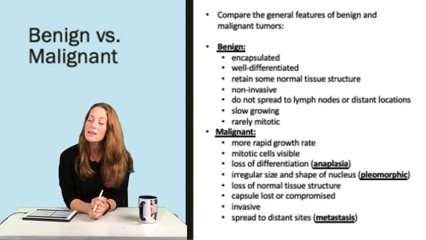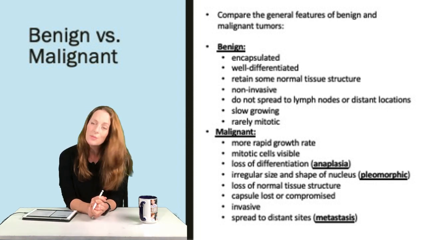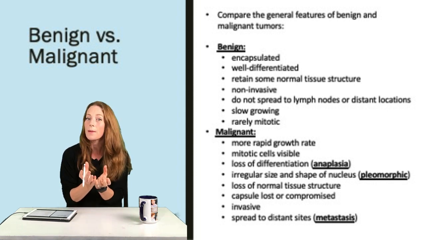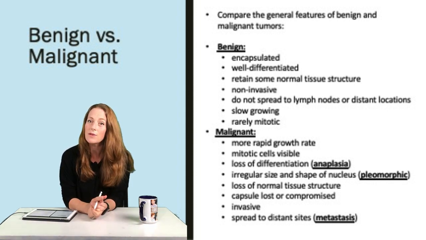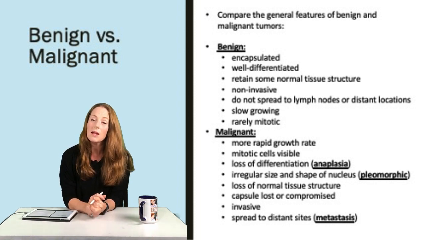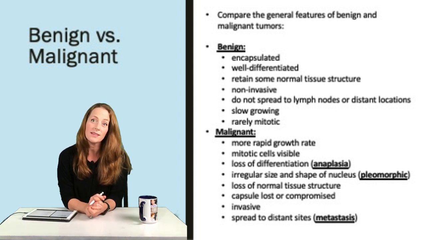So just because someone has a tumor doesn't mean they have cancer. It means they have a growth. And then the tissue will be sent to pathology to decide whether it is a cancerous or a benign tumor. Benign tumors are generally slow-growing, encapsulated, and well-differentiated, meaning that they have a capsule around them and they're not spreading to lymph nodes or to distant sites. They're also rarely mitotic, meaning that they're not growing rapidly. Remember that mitosis is the process of cell division during cell growth and cell reproduction.